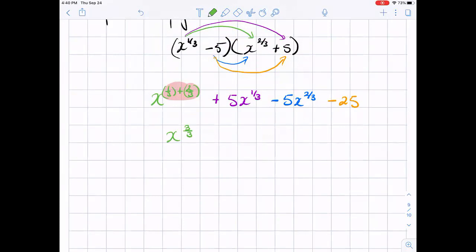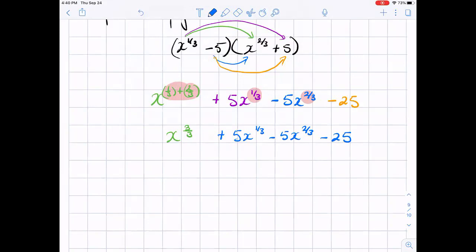Okay? Now be careful in the middle. Since this power is different from this power, we cannot combine them. So this stays as plus 5x to the 1/3 minus 5x to the 2/3 minus 25.